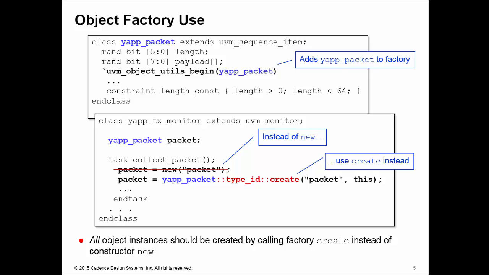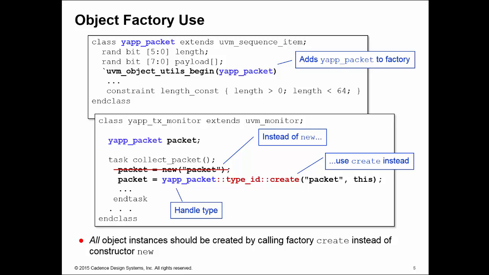Now, the syntax for this is a bit complicated, but basically we are calling a static method called create off a static property of the YAP packet type, which is the type of the handle. So it's basically handle equals handle type, colon, colon, type_id, colon, colon, create. And then you pass in two arguments to the create. The first one is the instance name, and the second one is the this pointer, so we know whereabouts in the hierarchy this particular packet was created.